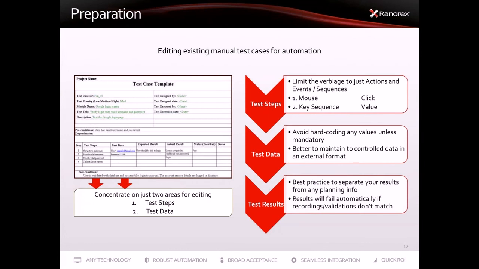Because it's a best practice to separate your results from any planning info. But more importantly, the automated tool is going to take care of that for you. When you record it, that is the expected result. And when you play it back, it will give you the actual result. And if that actual result does not map to the expected result, then it's going to give you a failed test case. So that status will populate accordingly. So the automation tool will take care of the expected results, the actual results, and then the status. Just concentrate from a manual perspective with your test case, concentrate on your test steps and your test data.